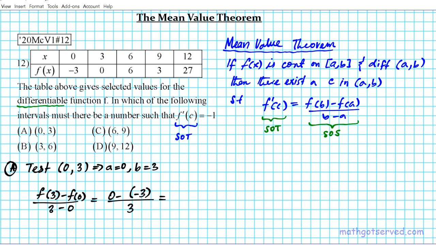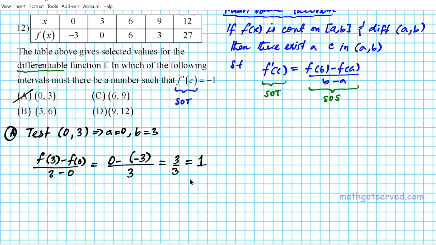All right, so this becomes 3 over 3, positive 1. Ladies and gentlemen, on this interval, the slope of the secant line is 1, and that's not equal to -1, so that's not the answer we desire. So what do we do? Move on to the next interval, B.